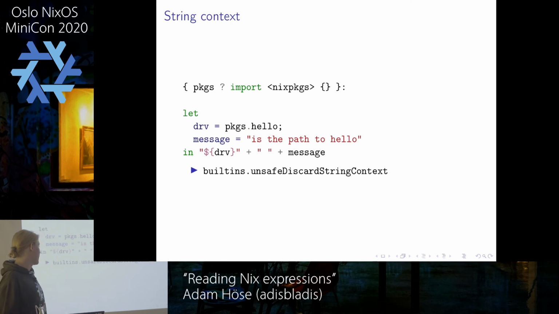That's always passed through. And if you don't want that behavior, you can use this unsafeDiscardStringContext, and then you might end up with strings pointing to absolutely nowhere.